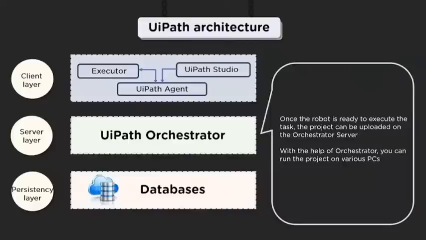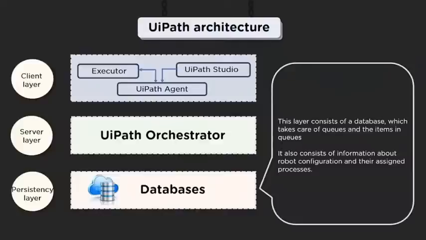The server layer receives the robot once it is ready for execution. With the help of the orchestrator, you can run the project on different PCs. The orchestrator monitors the deploys, configures, queue management, and logging. Lastly, we have the persistent layer, which consists of the databases. It takes care of the queues and holds information about the robot configuration and their assigned processes.